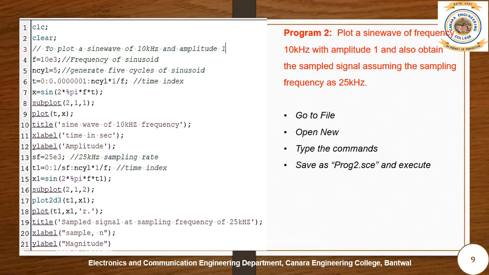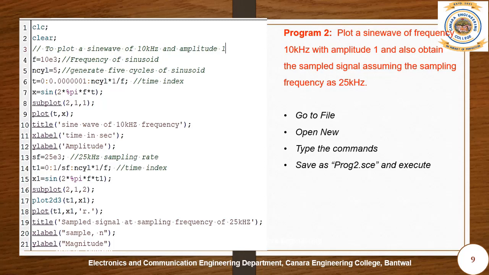Let me go to the second program, wherein I want to plot a sine wave of frequency 10 kHz having an amplitude 1, and also obtain the sampled signal. The sampling frequency is assumed as 25 kHz. So let me open a new file. Going to File, we open a new SciNotes editor window, write all these statements that I have given on the left-hand side, save the program as program 2, and execute it.